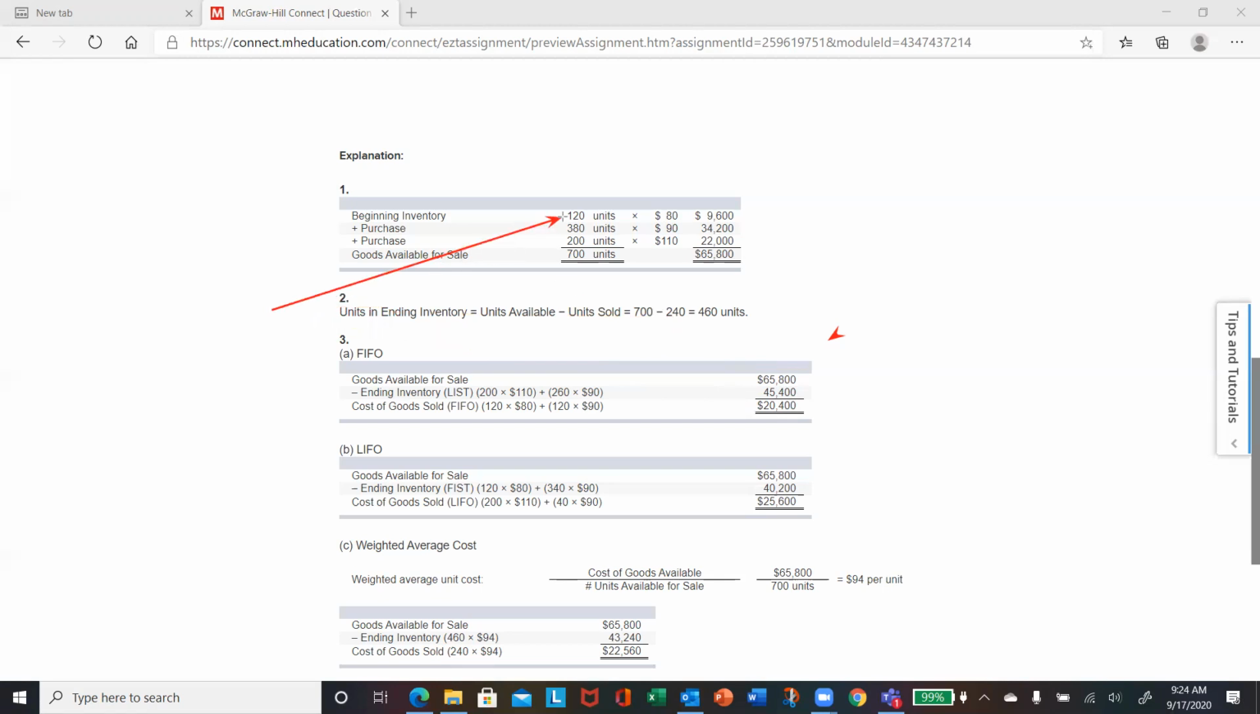So we know that would be what? 120 and 120. 120 at 80 and 120 at 90, which is showing you that individually right there to give you your cost of goods sold. LIFO, again, is just the opposite. Again, we got the same total cost.